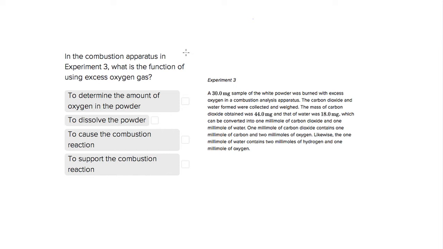The question is asking us, in this combustion apparatus in experiment 3, what's the function of using excess oxygen gas? And we see in the first sentence that the sample of our white powder was burned with excess oxygen in a combustion analysis apparatus. And then it goes on to tell us the results of this experiment. So we're weighing things that come out, and we're finding the mass of carbon dioxide, tons of stuff. But we're just concerned with why there's excess oxygen gas.